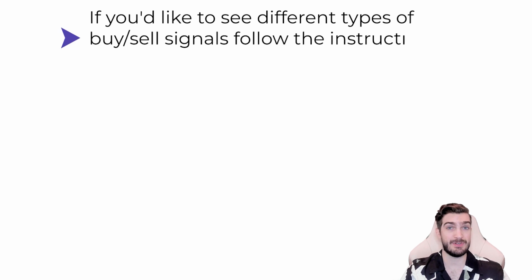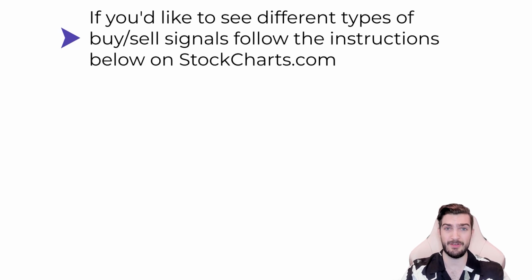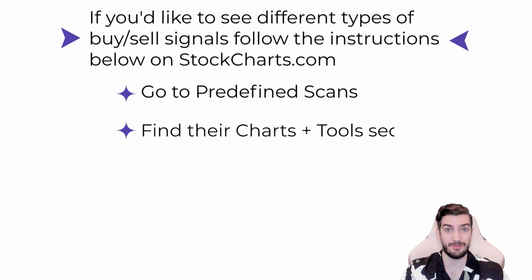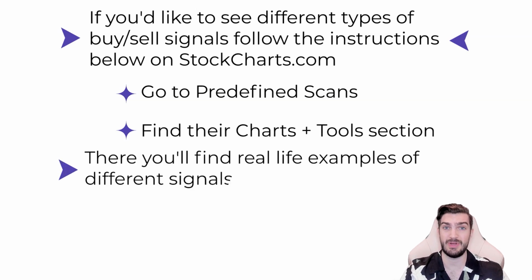Finally, if you'd like to see some examples of different types of point and figure buy and sell signals and real stocks that are in these signals, you can find a full list of all of the different stocks that are on different patterns under the Charts and Tools section in Stock Charts within the Predefined Scans section.